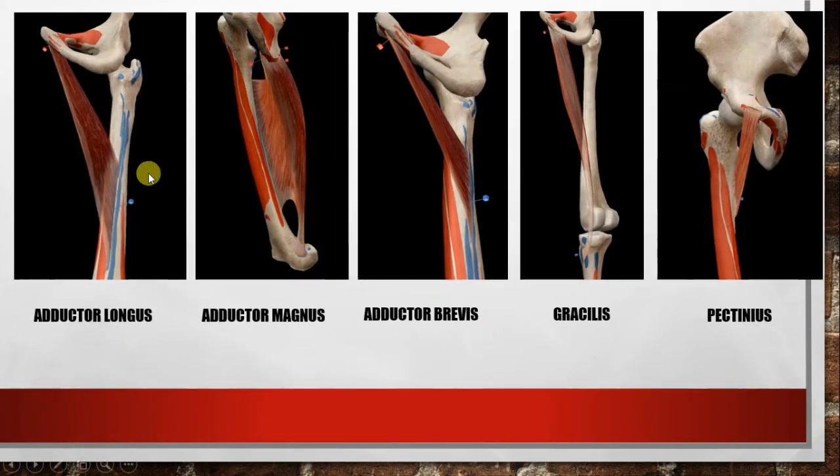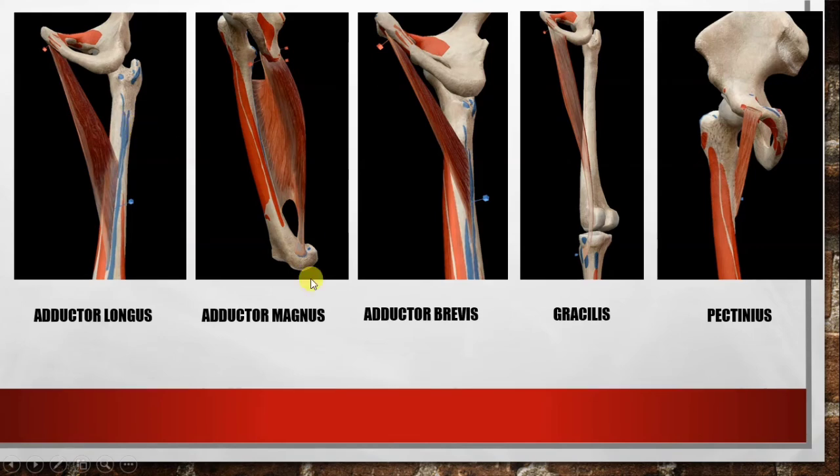Now we are seeing in these pictures, the first one is the adductor longus. You can see it arising from the inferior ramus of the pubic bone, attached to the linea aspera. Now there is the adductor magnus. You can see it has two attachments, two insertions. The first one is the linea aspera. The second one is the whole of the pubic ischial tuberosity with its ramus.